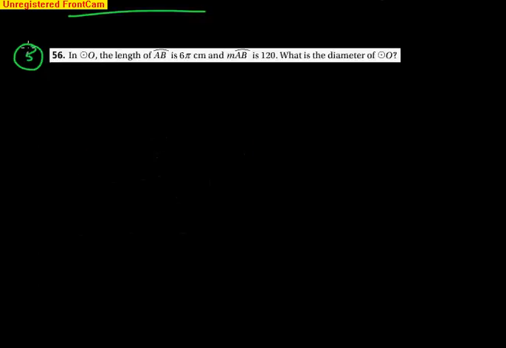Arc length, very good. Here we go. It says in circle O, the length of arc AB is 6 pi centimeters, and the measure of arc AB is 120, and that's in degrees. What is the diameter? Well, we're going to use this formula. Length equals the measure of the arc over 360 times the circumference. And if they want the diameter, let's use this circumference formula, pi times diameter.